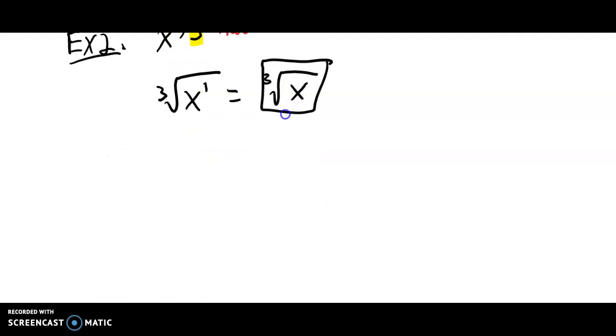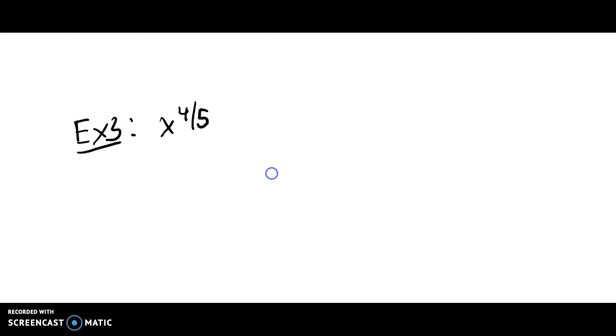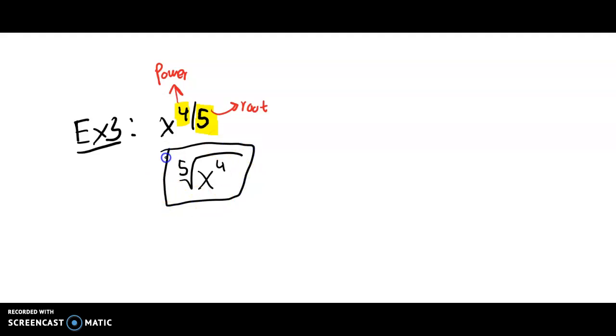Okay, let's look at example 3. I've got x to the 4/5. Remember to pause whenever you need and to always write out the original problem. This is our power. This is our root. So I'm going to write this as x to the 4th, 5th root. The 5th root of x to the 4th.